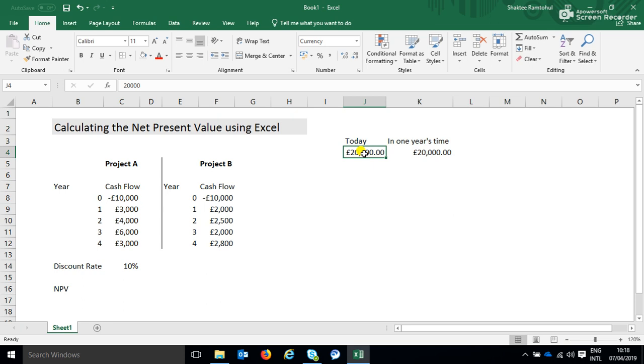Imagine if you have the opportunity of getting £20,000 today or £20,000 in 1 year's time. Which one would you prefer? You probably guessed it right. You would rather have £20,000 today. The reason is, let's say you can buy a property with that amount today, you can go to the promoter and buy the property today because the price of the property is £20,000.